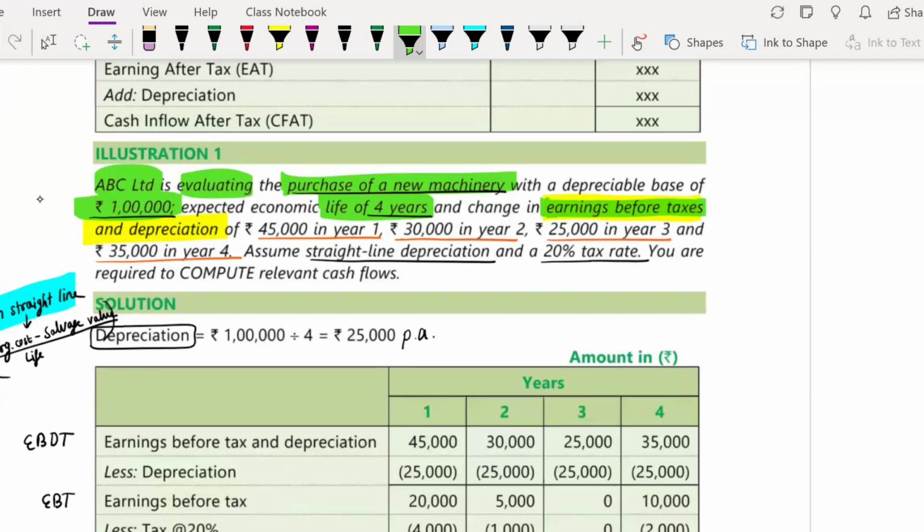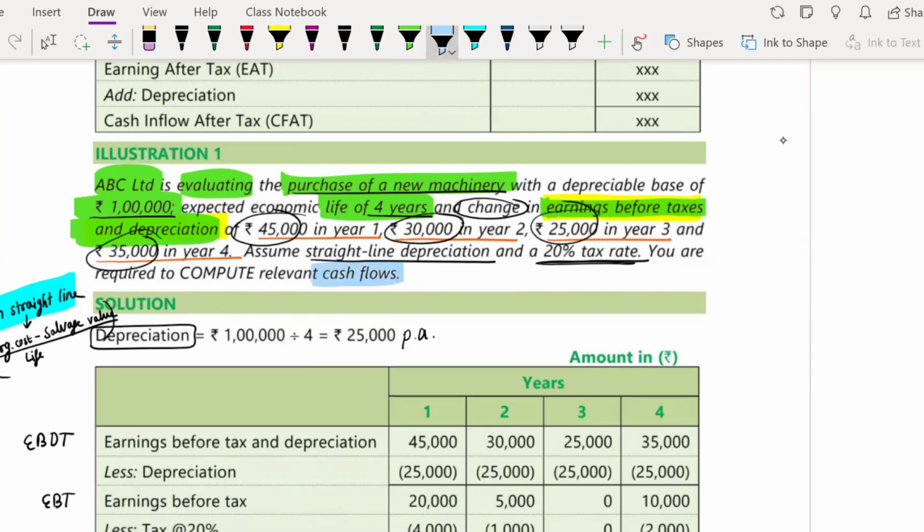earnings before taxes and depreciation. Here what they are trying to say is, if you are going to purchase this new machinery, you will have a change, that means from the old you will get a new EBIT. So here they are saying you will get a new earnings before taxes and depreciation. In the first year you will get 45,000, in the second year 30,000, in the third year 25,000, and 35,000 in the fourth year. Assume straight line depreciation and a 20% tax rate. You are required to compute cash flows.